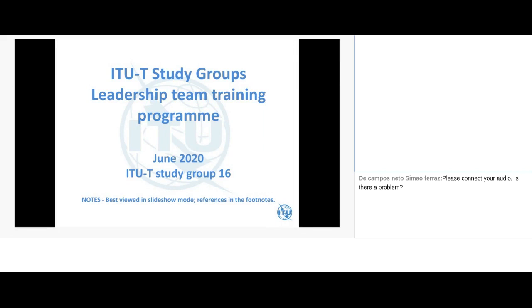We also have a request for the floor feature on the left-hand side of your screens. You can use that feature by changing your status to raise hand, and then I'll see that you want to speak and I'll happily give you the floor. Alternatively, if you prefer to submit your question or comment in the public chat, then please go ahead and do that. I see Simao has just joined and left a floor request.